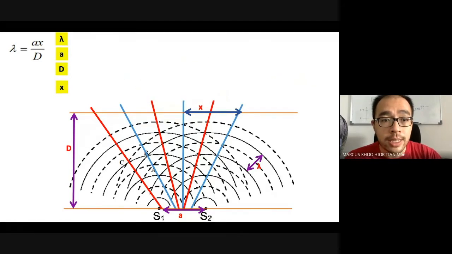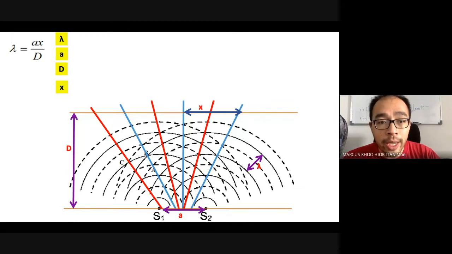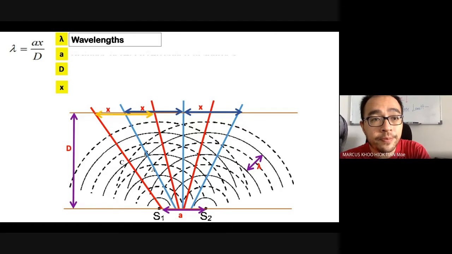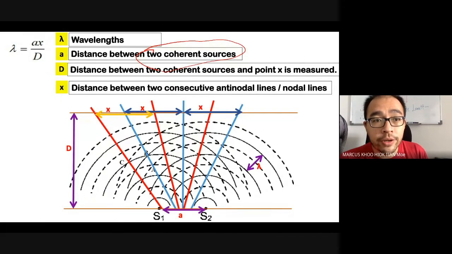So this is the A. A is the distance between the 2 waves. X is the distance between one antinode to another antinode or one node to another node. And D is the distance from the wave to the place where you measure the antinode or the node regions. But in the correct terminology, lambda is wavelength. A is the distance between the two coherent sources. So these are the two coherent sources.